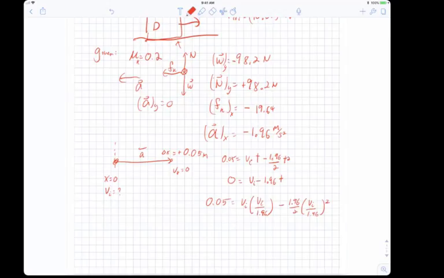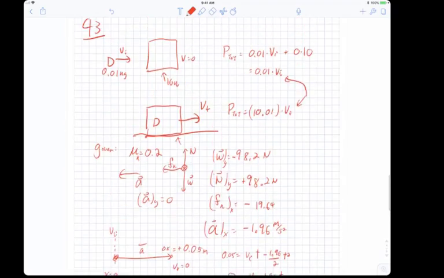And so this becomes 1.96 times 0.05 is equal to vi squared minus 1/2 vi squared. So it looks like that. And so the velocity at this time is going to be the square root of 1.96 times 0.05 times 2. vi is equal to 0.44 meters per second. And then you can plug that into this thing.